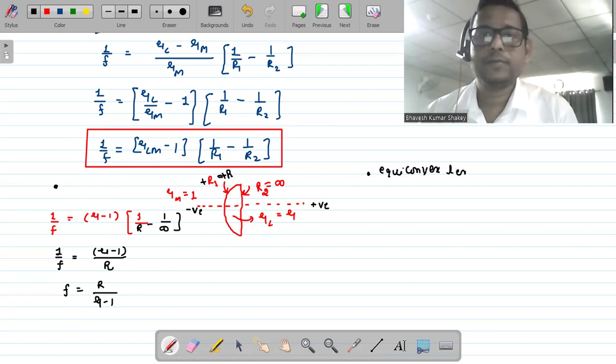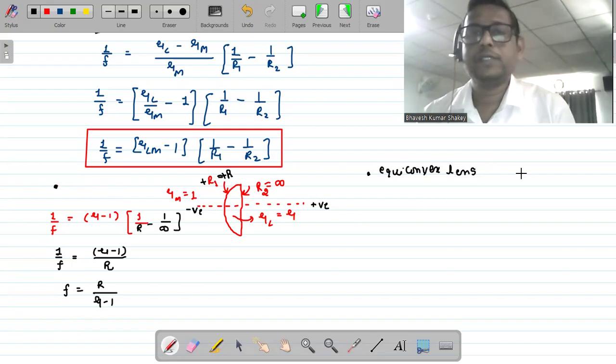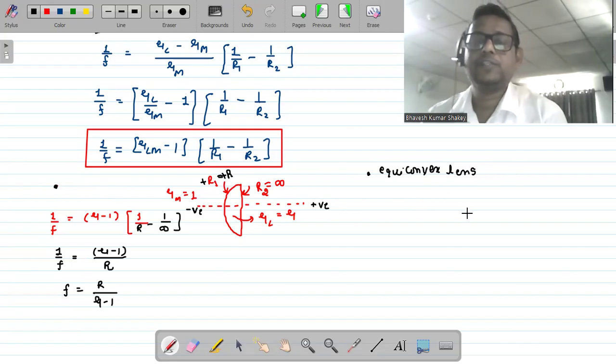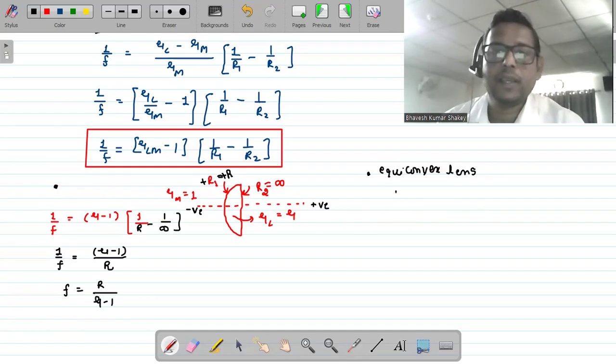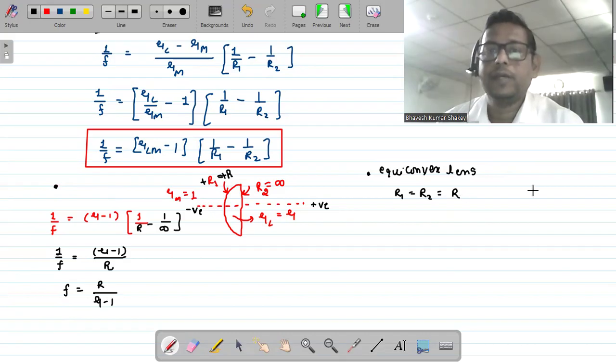Equiconvex lens. What is the equiconvex lens? An equiconvex lens is a lens in which the radius of curvature of both spherical surfaces is the same, like R1 is equal to R2 is equal to R. Okay, so this is the equiconvex lens.